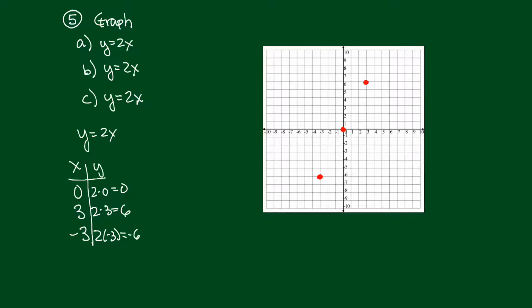Those look like they lie on a straight line. Now, as best we can, we'll pass a straight line through those 3 points. Put arrows on the ends. So there's our graph of y equals 2x.